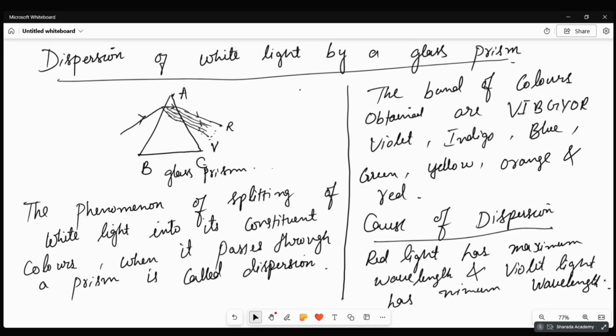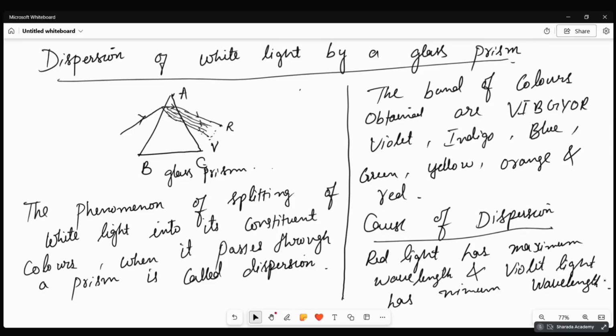So dispersion is the phenomenon of splitting of white light into its constituent colors. That is, white light is made up of 7 colors. When mixed, they become white light. In this phenomenon, the white light splits into its constituent colors. This phenomenon we call dispersion of white light. We can see dispersion when white light or sunlight is passed through the prism.